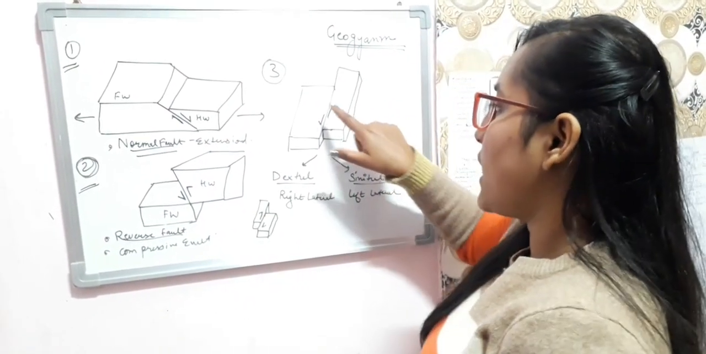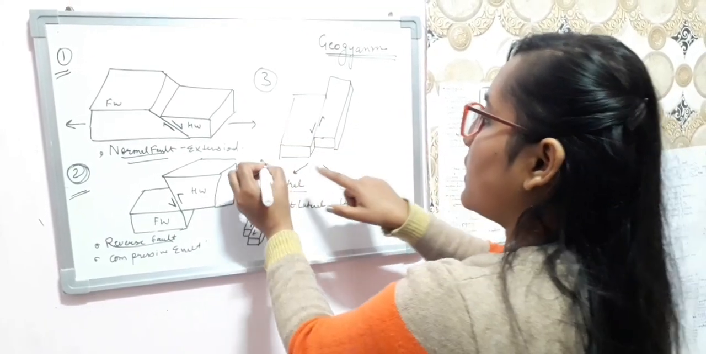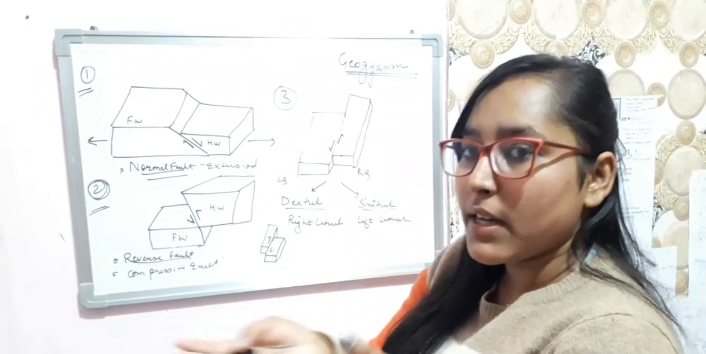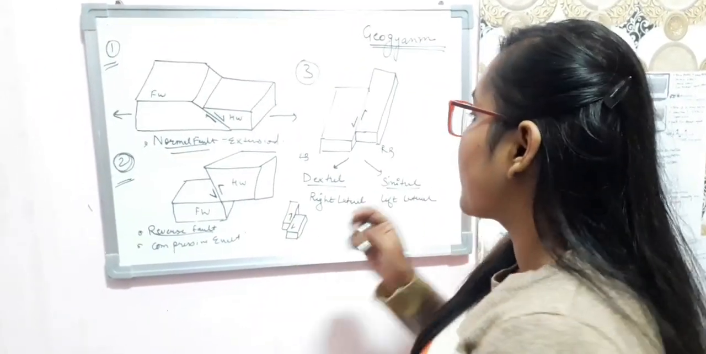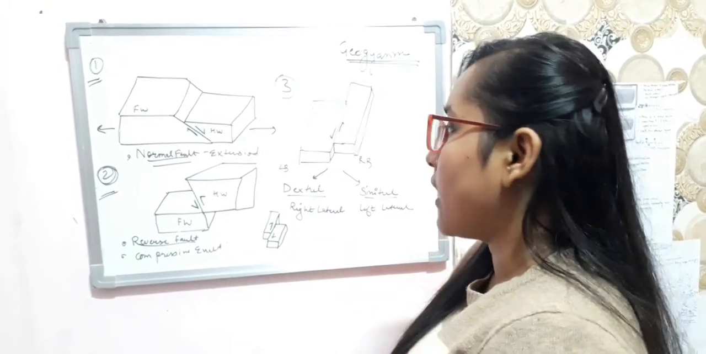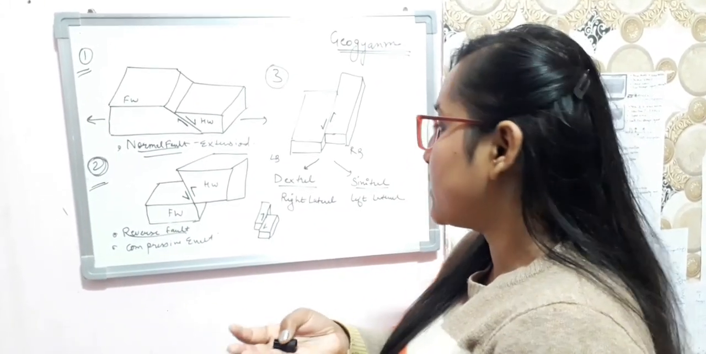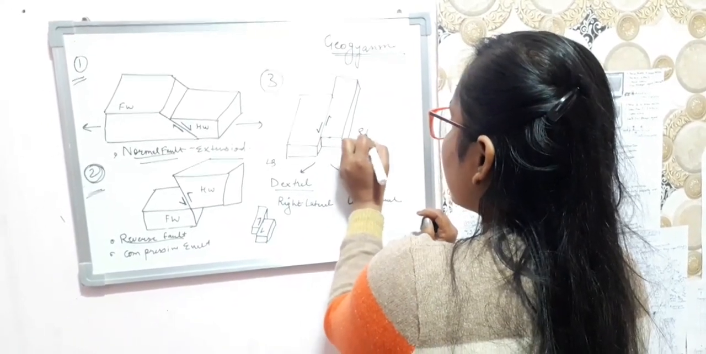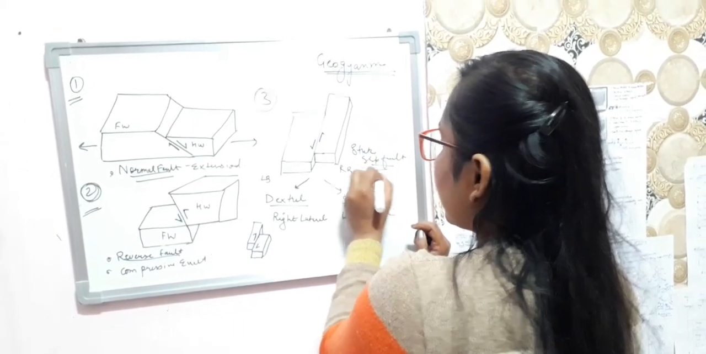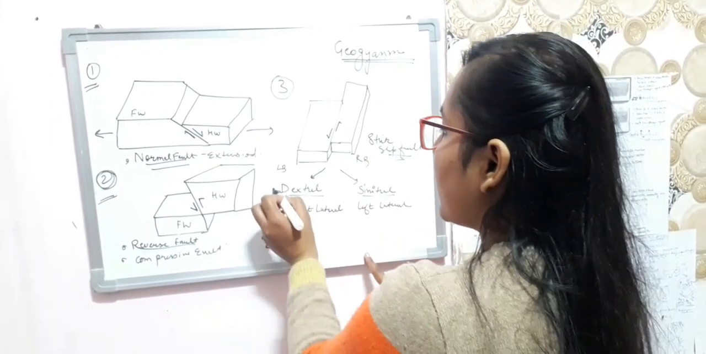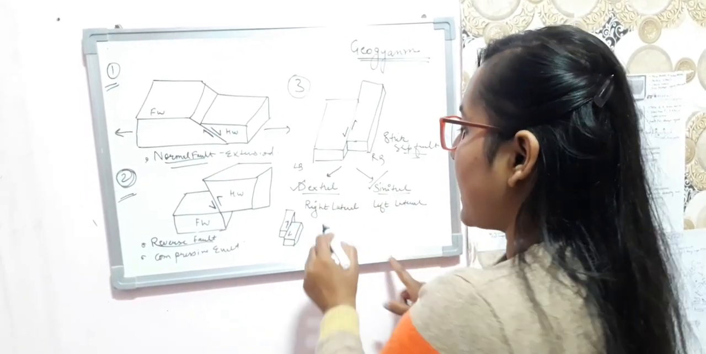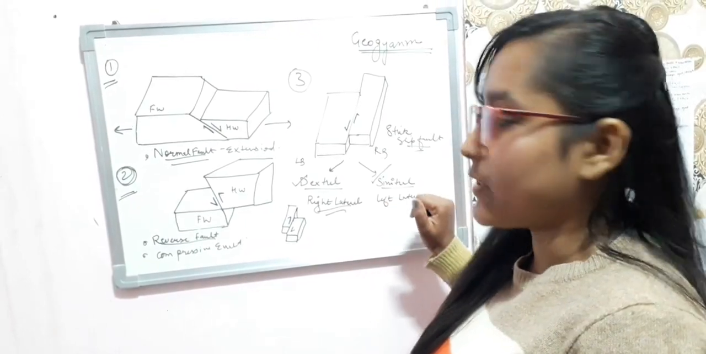For the third one, I have drawn both the left block and the right block. They are sliding past each other. Okay, so there is no movement either upward or downward. They are just moving literally past each other. So these are called strike slip faults. And there are two types of strike slip fault. One is dextral and another one is sinistral. What is dextral? It is right lateral, and sinistral is left lateral.